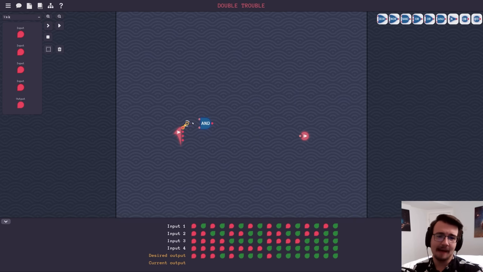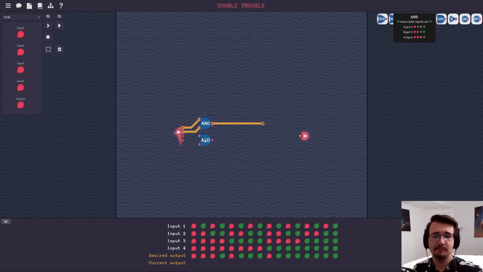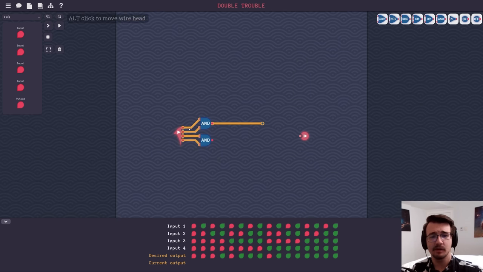If the top 2 inputs happen to both be on, they went into this AND, it would give a positive output. Same goes with the bottom two. What's funny though is it actually covers a lot of the cases. There's only one case that it doesn't cover, where only one of the top two is on and only one of the bottom two is on, which would look something like this.